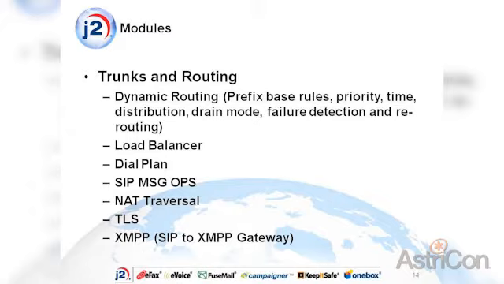You can enable drain mode, which is where you disable a trunk or a carrier, and it will not send any new calls on that trunk or carrier, and then when there are no active calls, you can do your maintenance work. And of course, it does failure detection and rerouting.